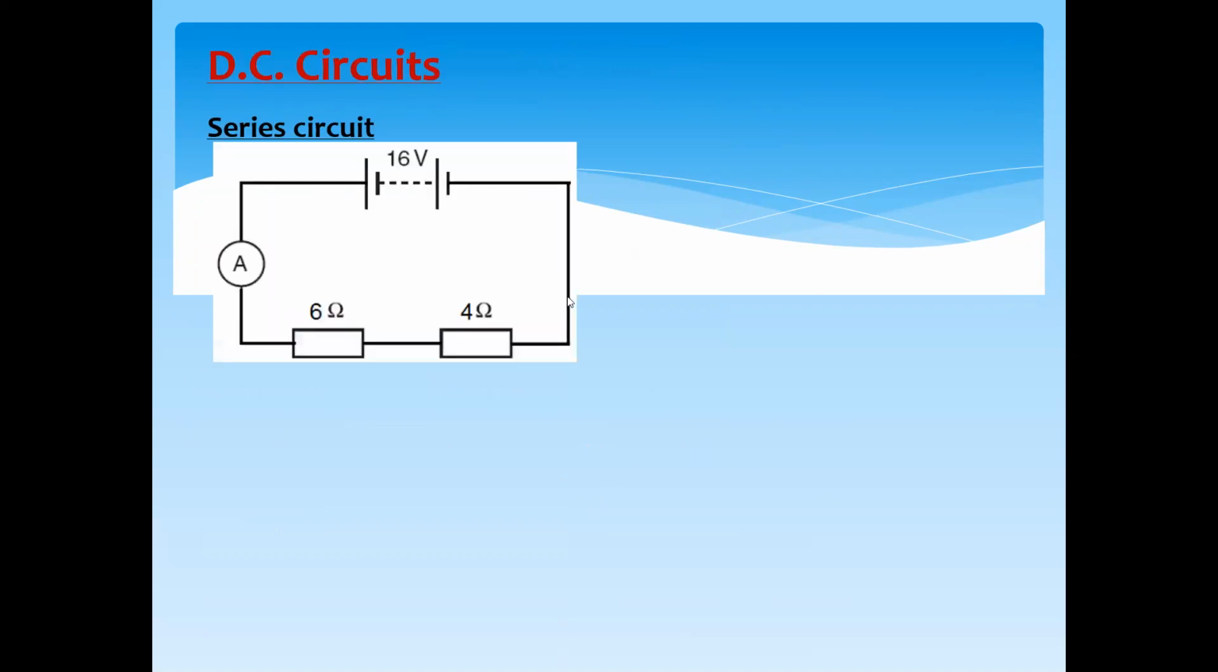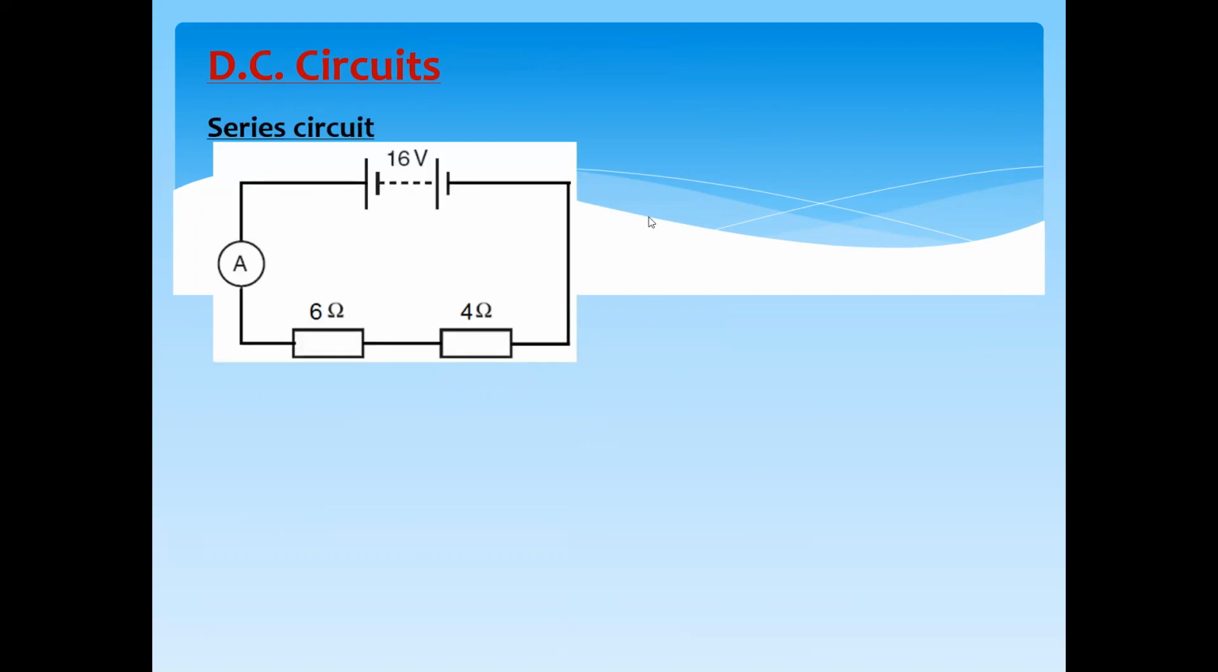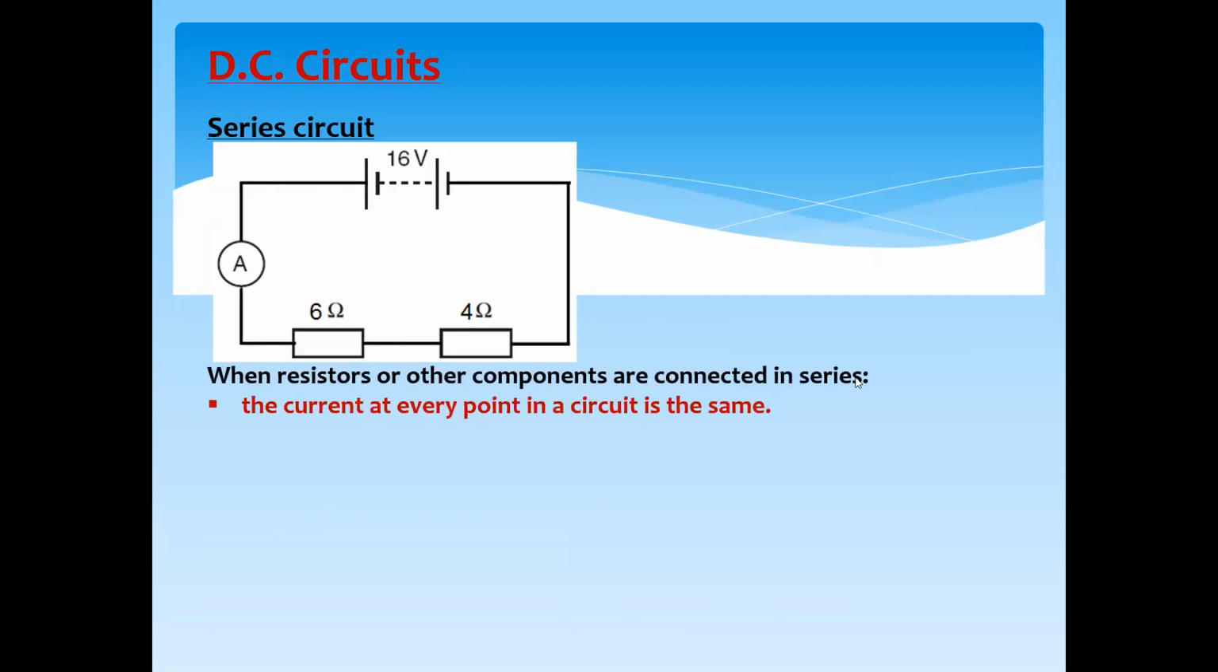DC circuits can be a series circuit or a parallel circuit. Series circuit means they have only one way for the charges to flow, and in parallel they have multiple ways. So when resistors or other components are connected in series, the current at every point is the same, or the total current which enters at any point is the same as the total current leaving the point.